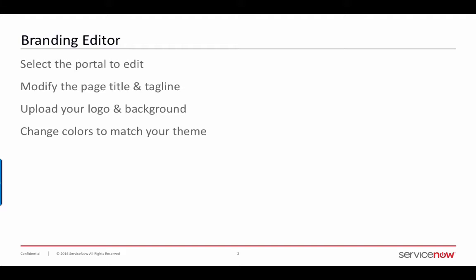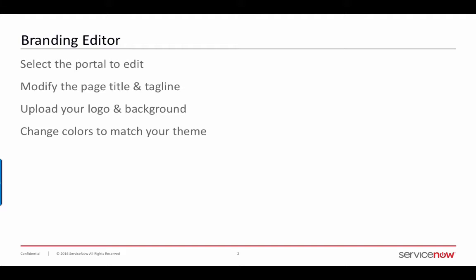What we're going to do is look at how to get to the branding editor, and then we'll walk through some of the very basic features of how to use it. This is where you want to have your graphic files ready. So we're going to upload a background. We're going to change some colors. We're also going to apply a logo. So all these files should be ready prior to doing that.